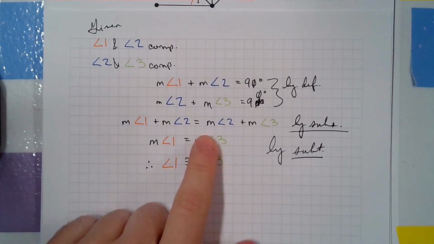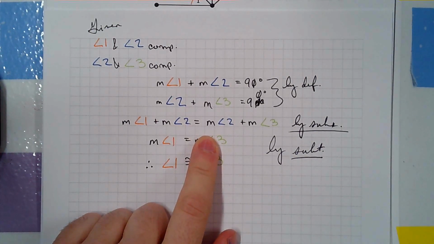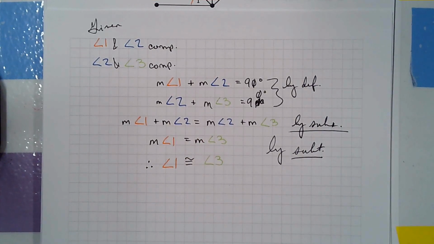So Jericho, was that what you were thinking? Kind of. How did you do it? I was kind of confused, so I just wrote transitive property of equality and then wrote that 1 is congruent to 3. Okay. So, yep.